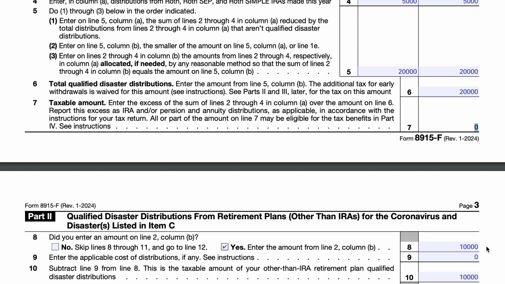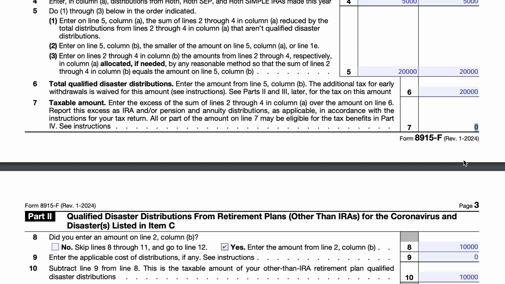Now, the applicable cost of distributions, what the form instructions basically refer to as basis. The easiest way to explain basis would be to take a look at your Form 1099-R. Your Form 1099-R should report the amounts of all distributions from all retirement plans. So if you have your Form 1099-R from your workplace retirement plan, your 401k, for example, then you would take a closer look at the difference between line 1 and line 2A. Line 1 would be the total distribution amount, and line 2A would be the taxable amount. If there's a difference, then the cost would be the difference. So if you had $10,000 reported in line 1, and then you had $10,000 reported in line 2A as the taxable amount, then there is no cost basis.